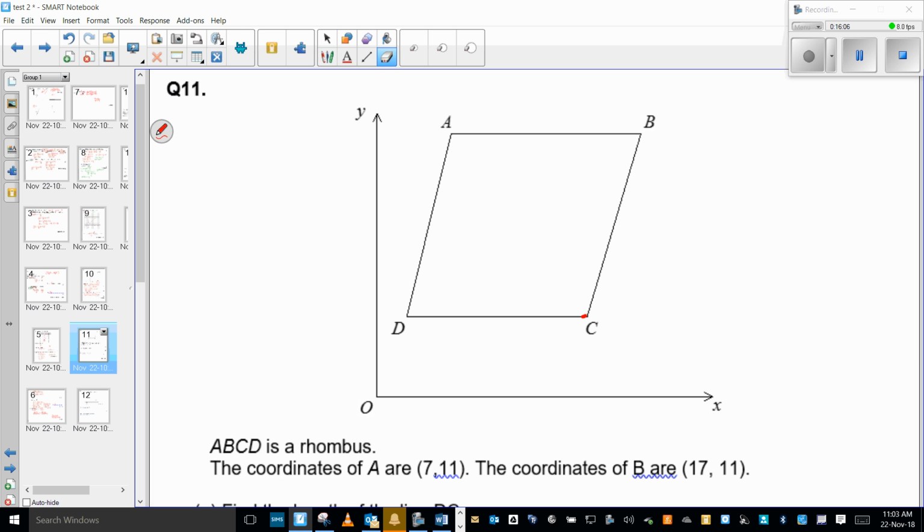7 to 1, 7. Okay, so this point here would be 7, and this would be 11. And then this point here would be 17, and that's also 11. So what would the length of this line be? 10. Yes? Do you all see that?